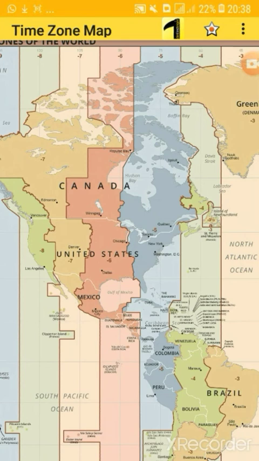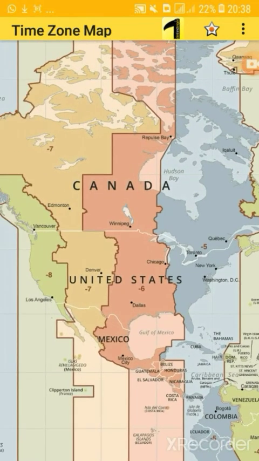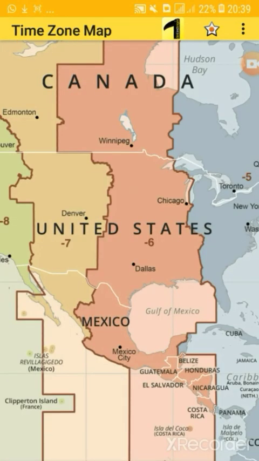But if the longitudinal extent or east-west extent is more than 1 or 2 hours, then one standard time is not enough, and in such countries, more than one standard time zone is considered. For example, Canada has 6 time zones. Canada is one of the biggest countries in the northern part of North America. It is the second biggest country on Earth's surface.